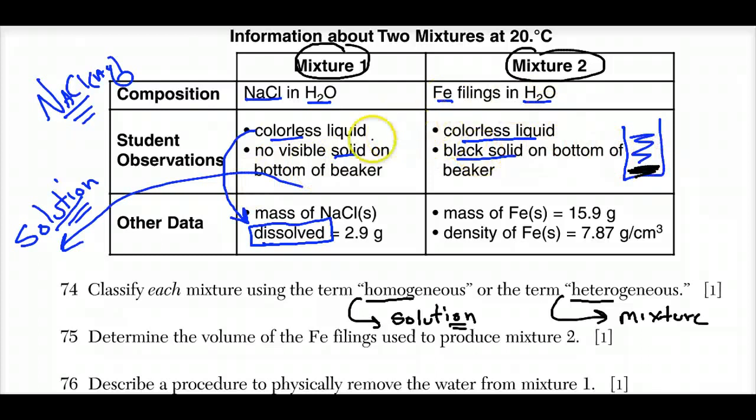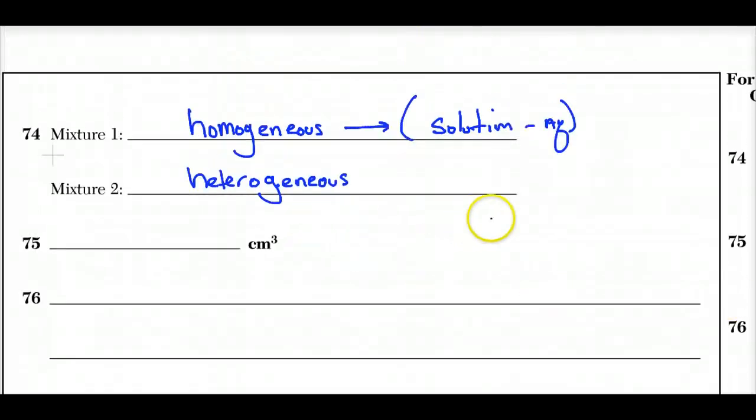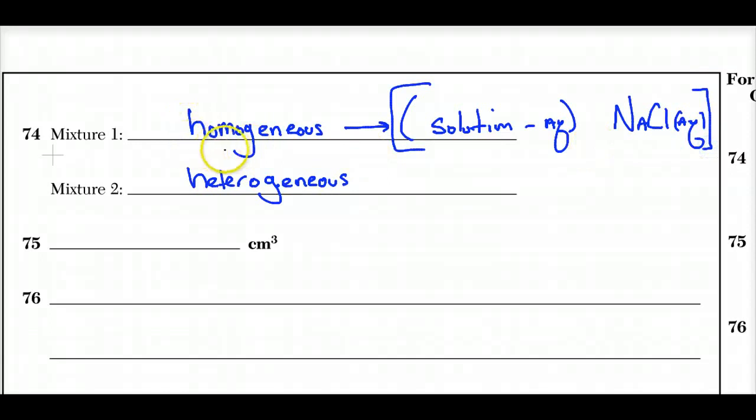They're both mixtures because they're not bonded, but the key here, homogeneous means the same throughout. In solutions that are dissolved, the first drop is the same as the last. Here it's not. A lot of water and then the filings. So what we have here is mixture 1 is homogeneous. It was a solution. It really was NaCl aqueous. You don't need any of this, but it's the same throughout. And of course, mixture 2 was heterogeneous, not the same throughout, not dissolved.